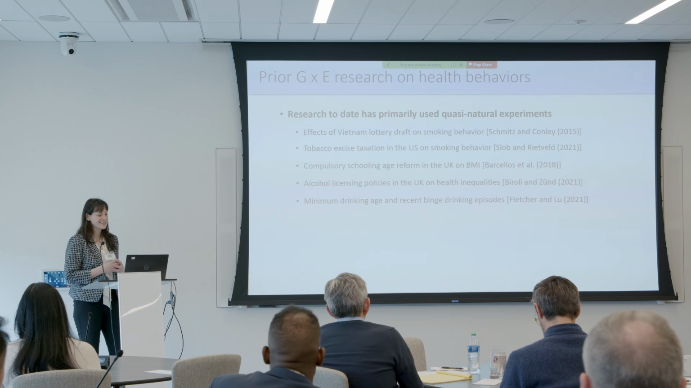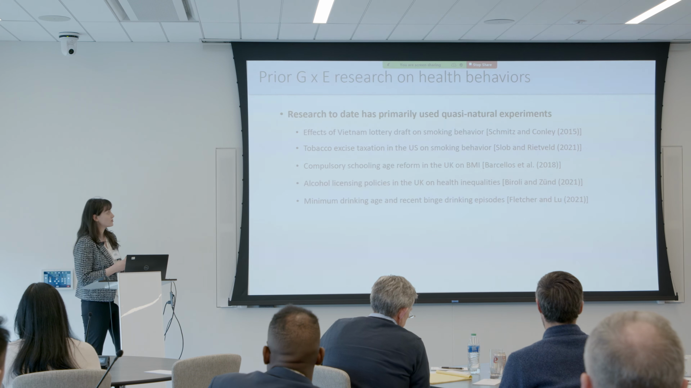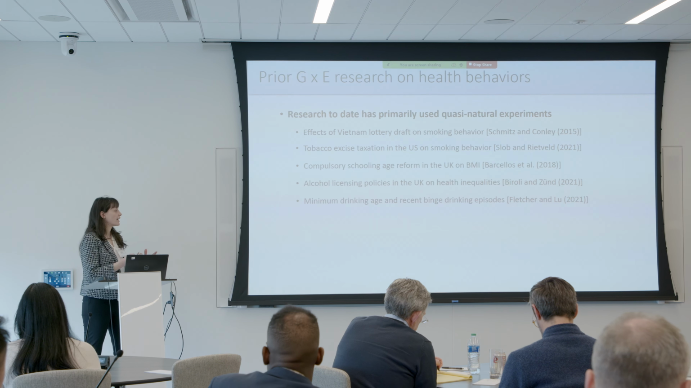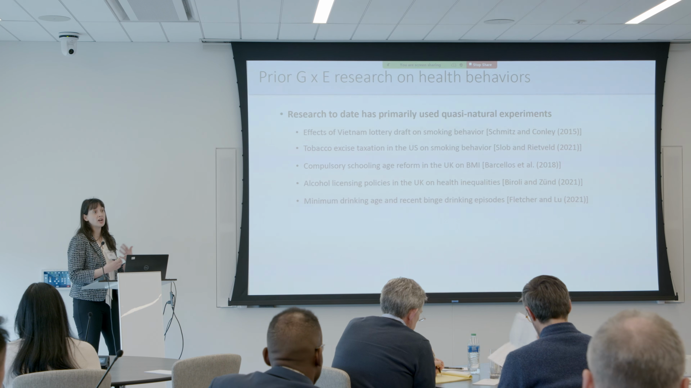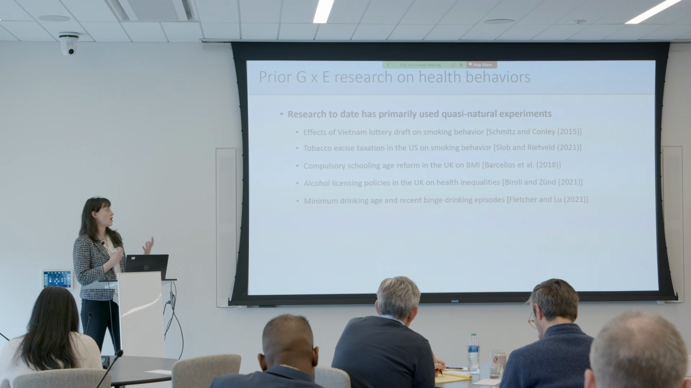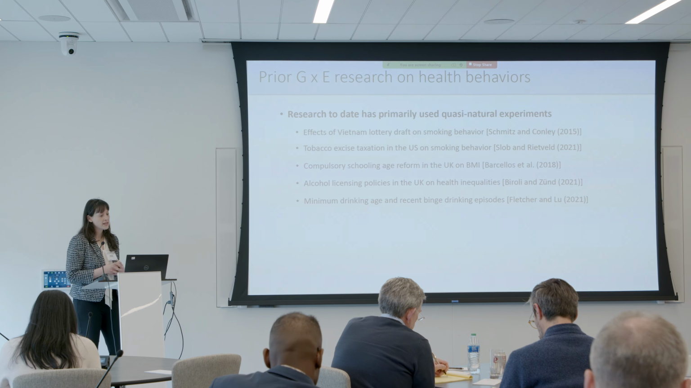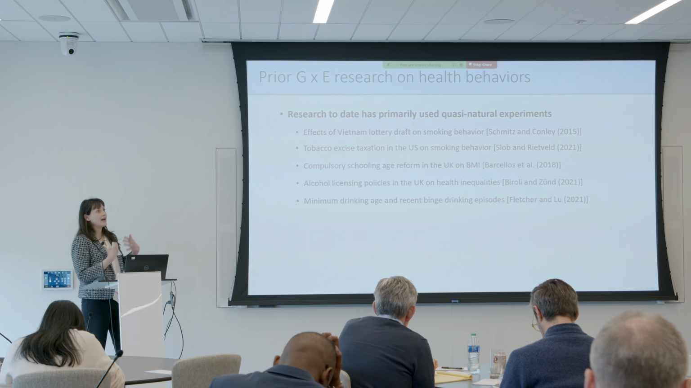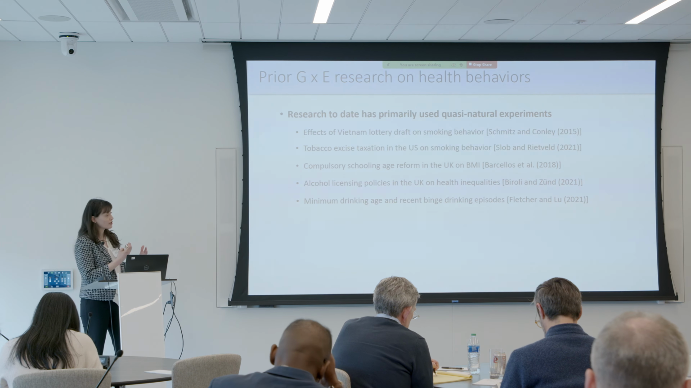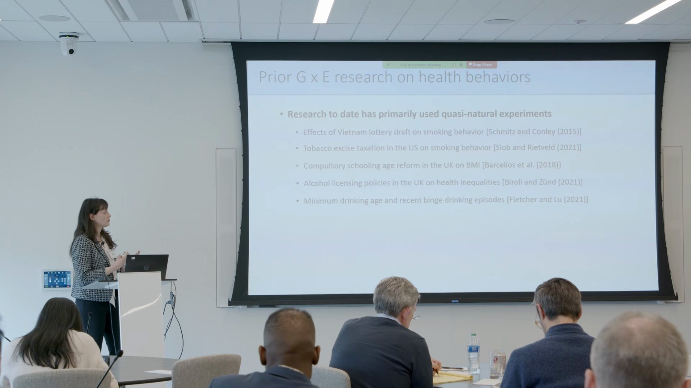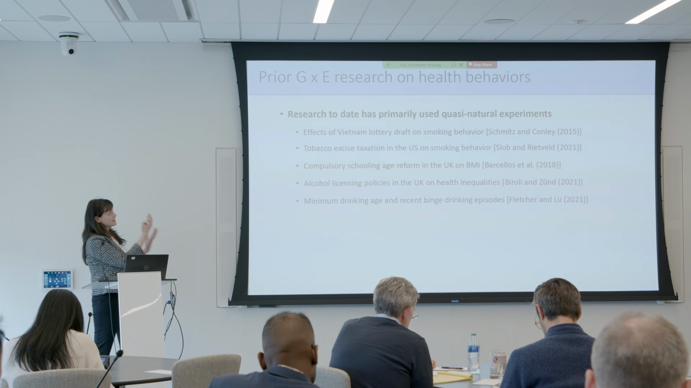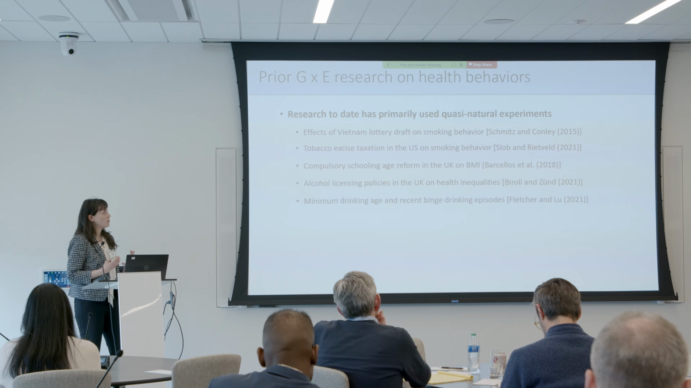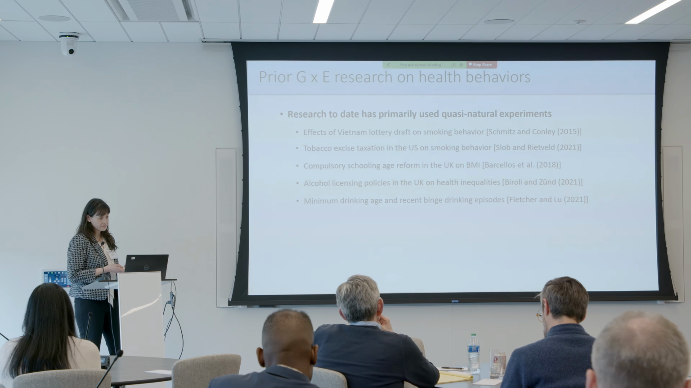There is also work on alcohol licensing policies in the UK and health inequalities by Pietro, showing that people with a high genetic risk for alcohol use disorder are more likely to select into areas where they have easier access to alcohol and are less responsive to stricter licensing policies. And then work by Jason showing that with the minimum drinking age, once high genetic risk individuals for alcohol use disorder turn 21, they're more likely to become binge drinkers. So all of these studies are showing that there's differential response to these policy environments by underlying polygenic indices.